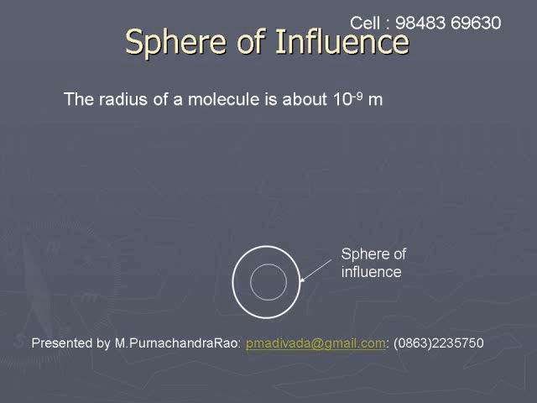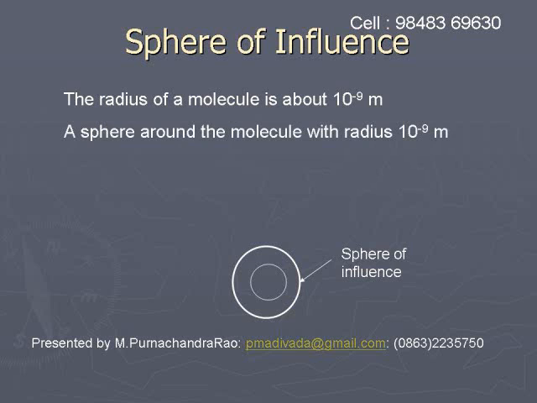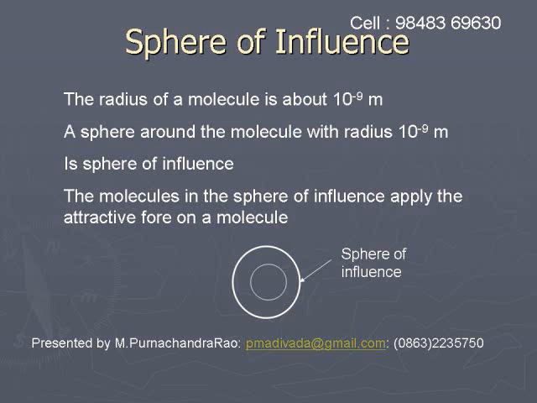To understand the sphere of influence, we have to understand the radius of the molecule. The approximate radius of a molecule is 10 to the power of minus 9 meters. We imagine a sphere with this radius around a molecule, and this we imagine to be the sphere of influence. The molecules situated at this distance influence the molecule. Hence, we take this sphere as the sphere of influence.